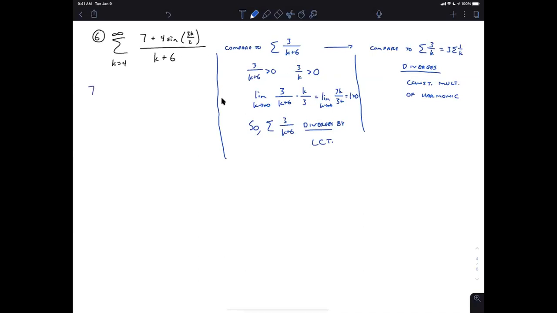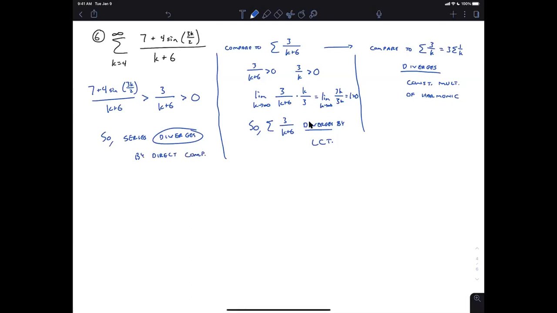So we say, okay, well then 7 plus 4 sine of 3k over 2 over k plus 6 is bigger than 3 over k plus 6. Those are both bigger than 0. So the original series diverges by direct comparison. So we use P series or harmonic, that idea. We use limit comparison and we use direct comparison, all within the same proof.